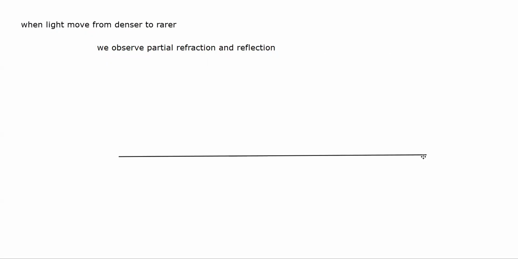So when light moves from denser to rarer medium, we observe partial refraction and reflection. What does it mean? It means some of the light is refracted and some of the light is reflected. We call that partial reflection and refraction. For example, a light is there in water. Say you have a source of the light.